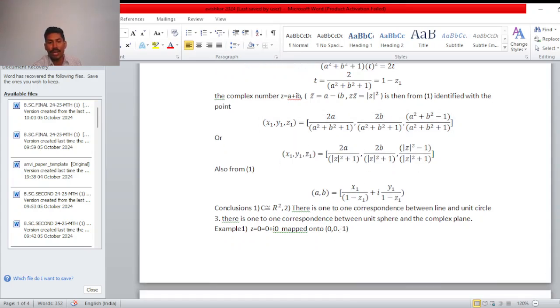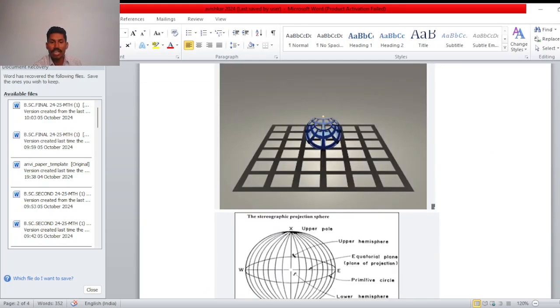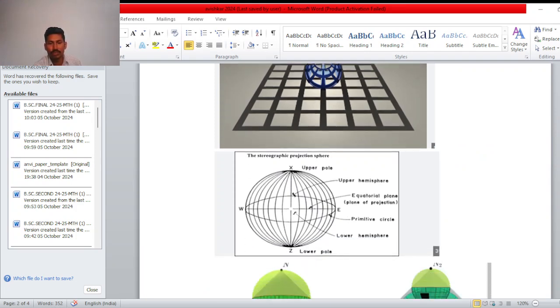If we take another point, z is equal to 1 minus i, it is mapped onto 2 by 3, minus 2 by 3 and 1 by 3. So here is a diagrammatical representation of a stereographic projection.